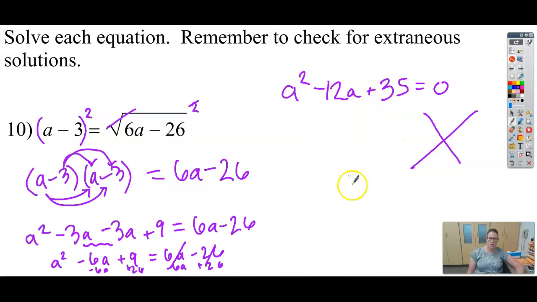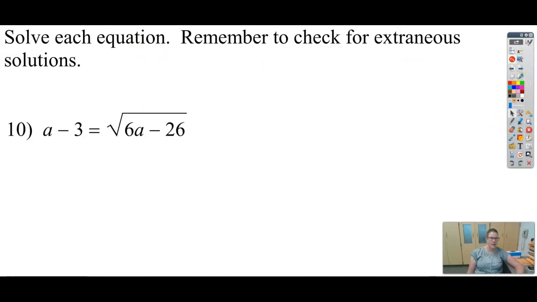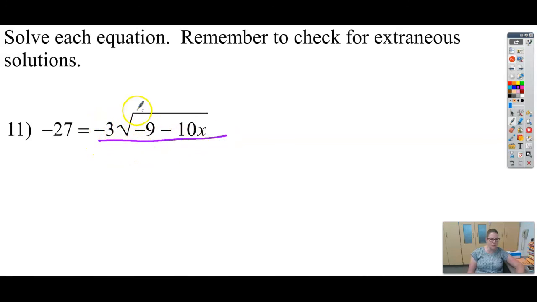And then just make sure you plug them back in. So I'm actually going to skip the very end part there, and I'm going to go on to another one. But you would need to go ahead and x factor that. This one looks a little different in that I have a negative 3 multiplied out front. So in order to deal with that negative 3, I can't just square this side because that negative 3 is not under a square root. I guess I technically could, and I could square that too. But it would be better to make sure your radical is all by itself on one side before you undo the square root. So this is going to give me 9 equals the square root of negative 9 minus 10x.